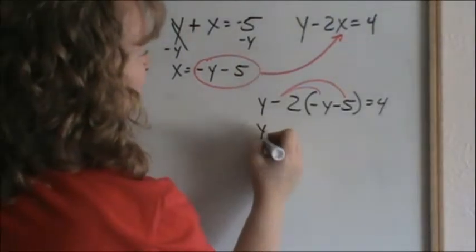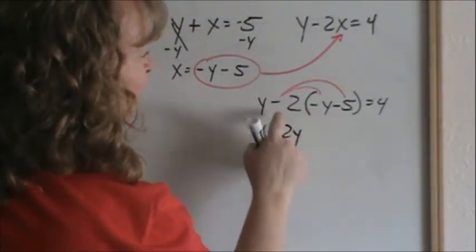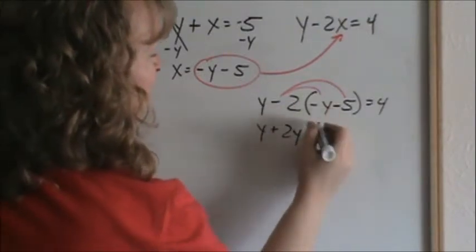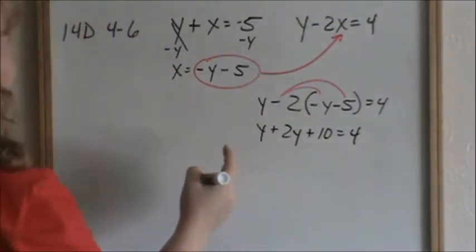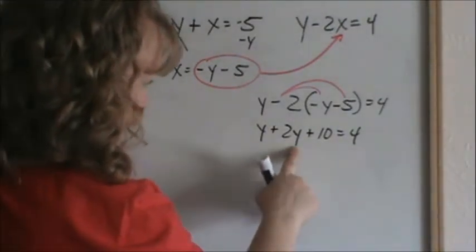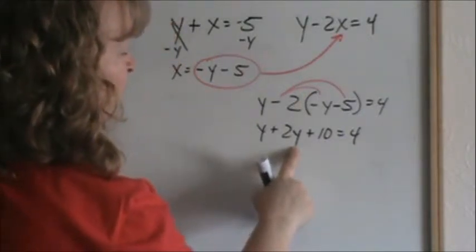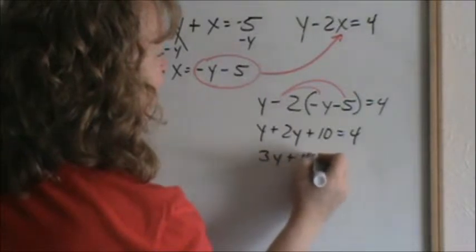So this will be y, a negative times a negative is a positive, so it'll be plus 2y. A negative times a negative is a positive, so it'll be plus 10 equals 4. So now the third step was solve for the variable left. Our variable left is y, so I want to solve for y. Combine our y's together. 3y plus 10 equals 4.